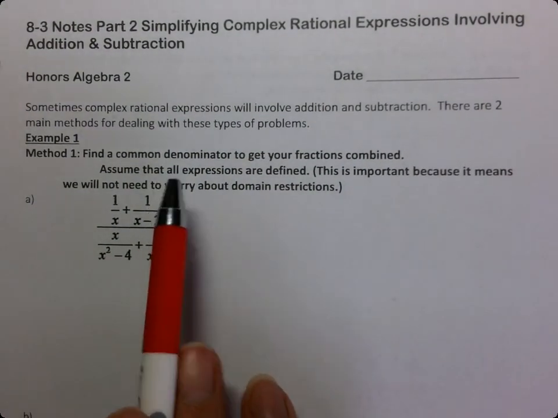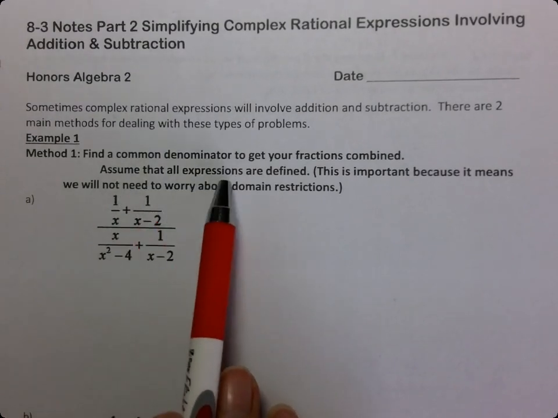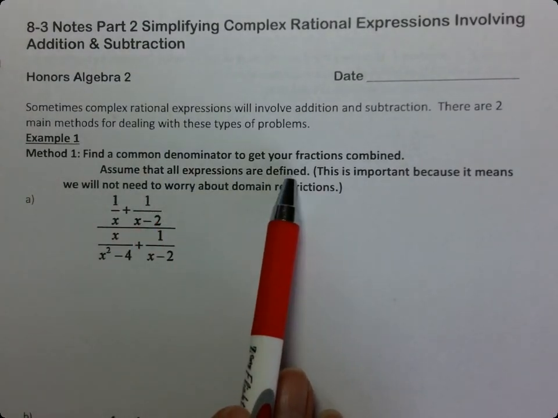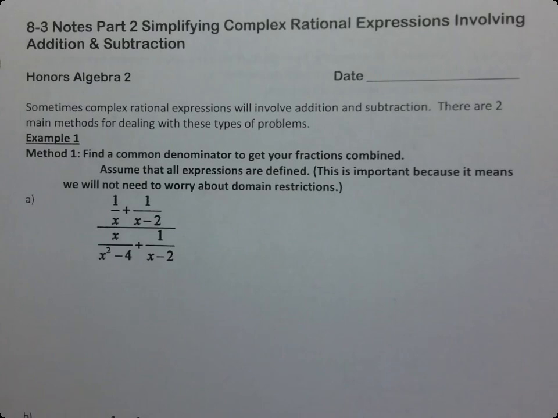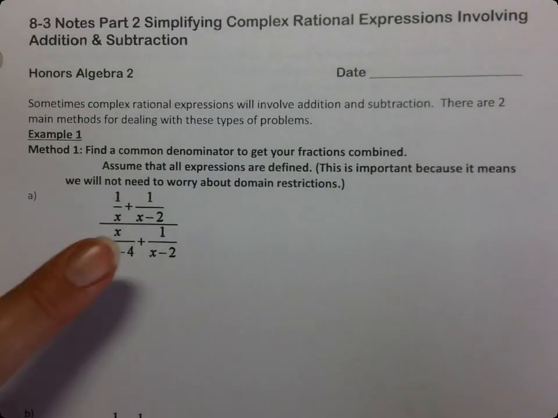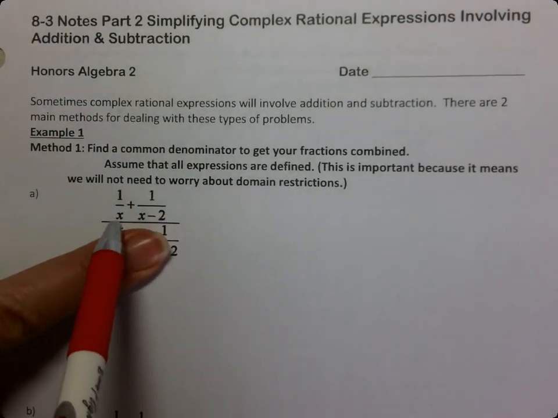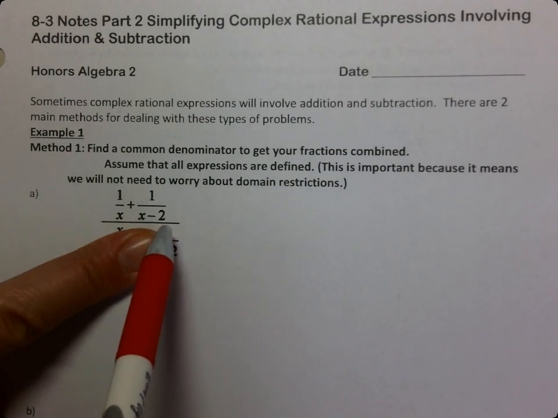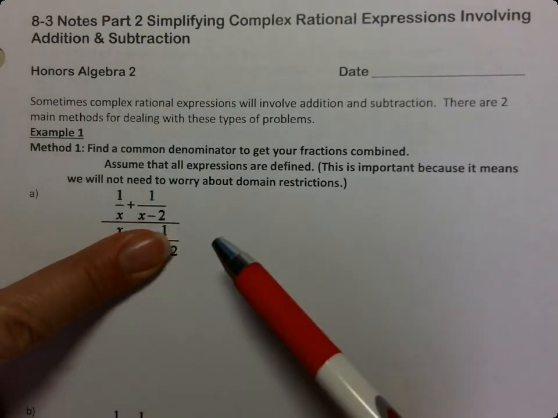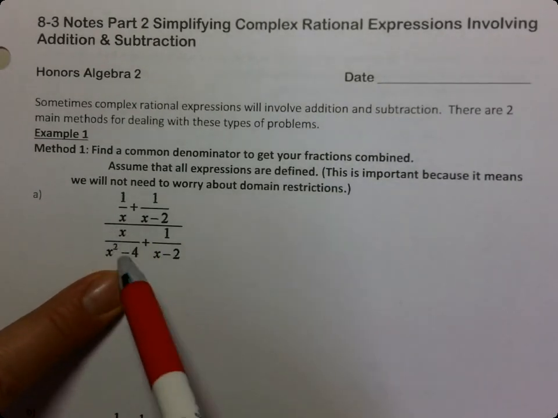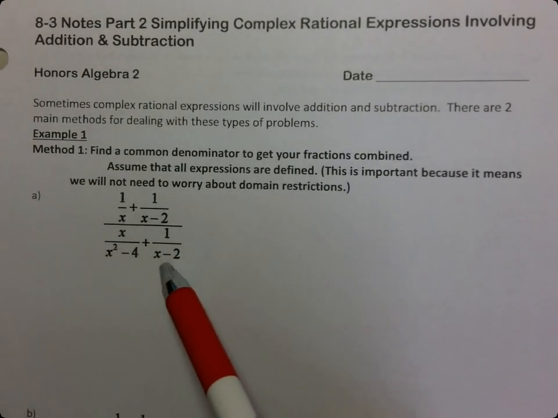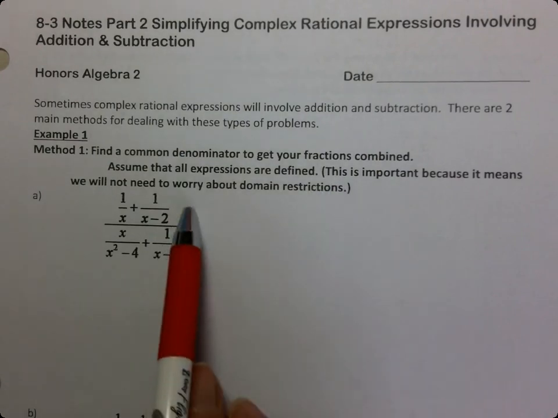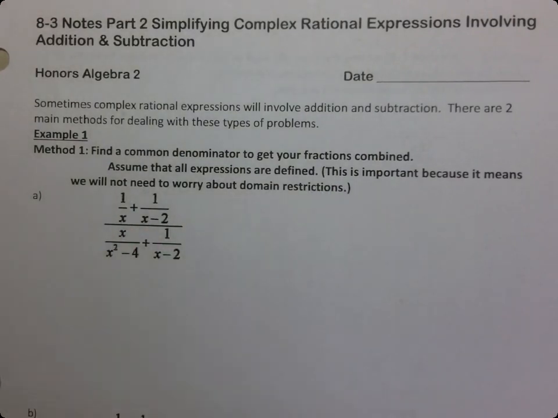So the other thing that's nice about these problems is we're assuming all expressions are defined, as in I don't need you to list me the domain restrictions. So if we're just focusing on the top here, the domain restriction is x can't be 0 or x can't be 2. Okay, and then we'd have to look at domain restrictions of 0, positive, negative, 2, etc. We're not focused on the domain restrictions on this problem. We're just focused on the problem.